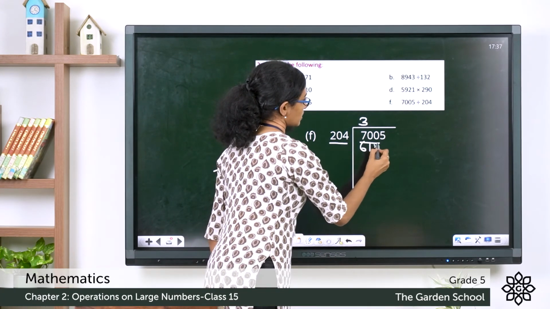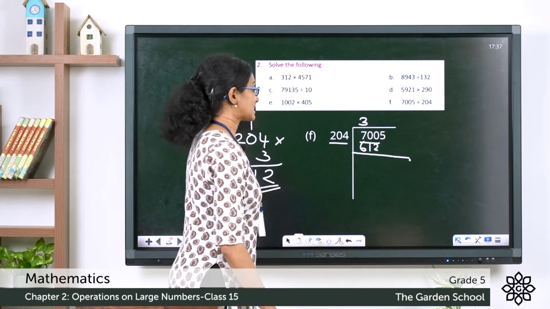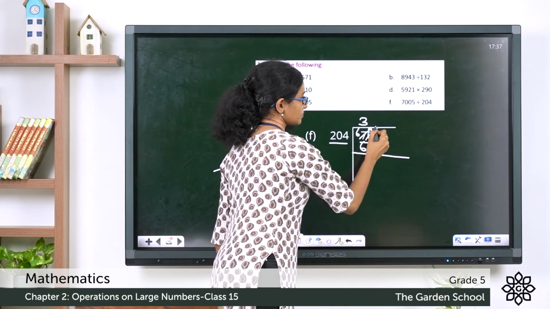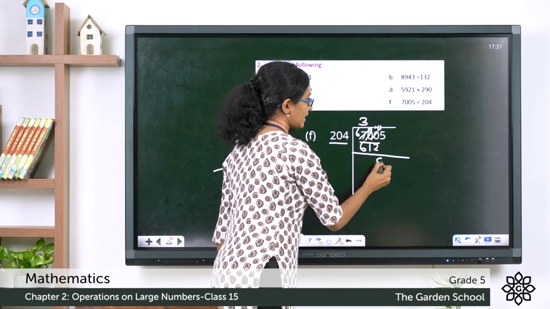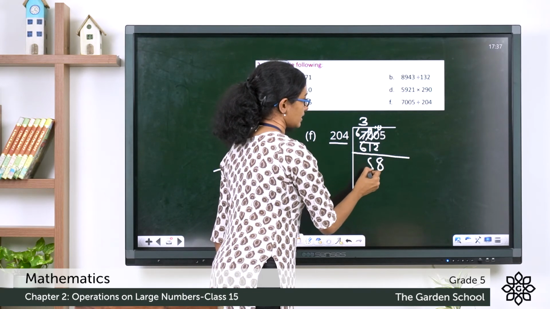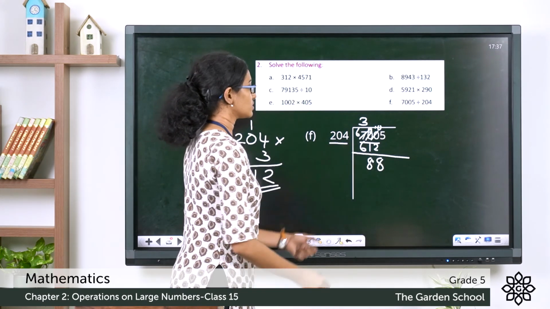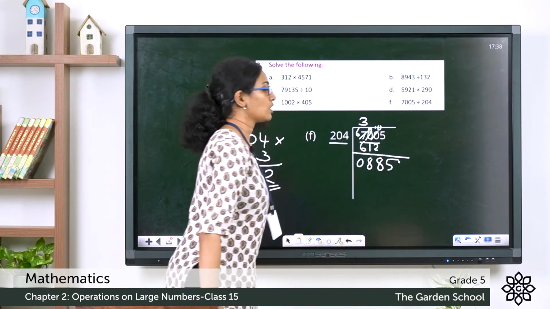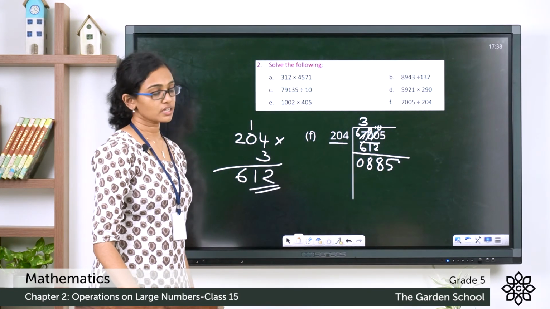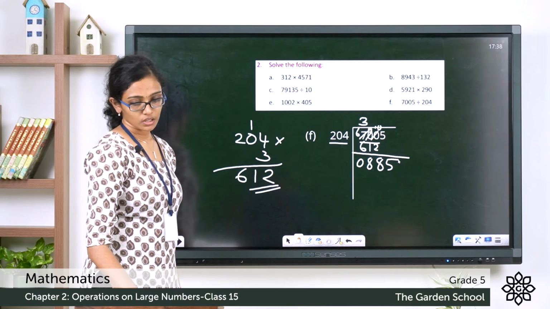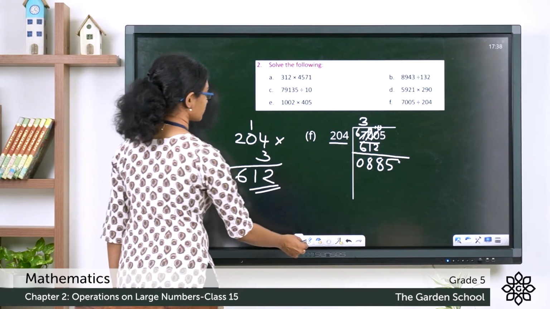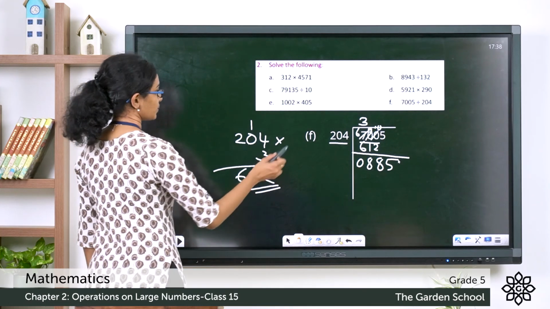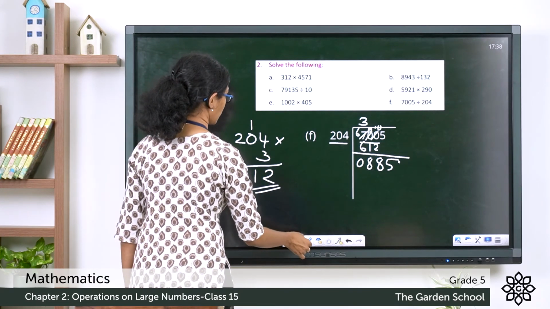Now 3 into 204, that is 612. Now let's subtract the numbers. So here 10 minus 2 is 8. 9 minus 1 again 8. Now 6 minus 6 it is 0. Now bringing the next digit down, you have 885.